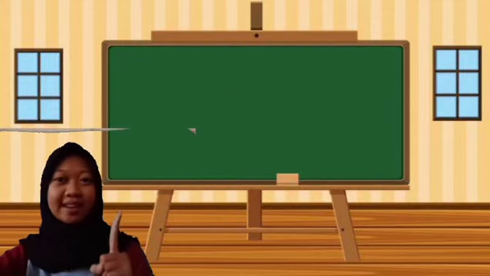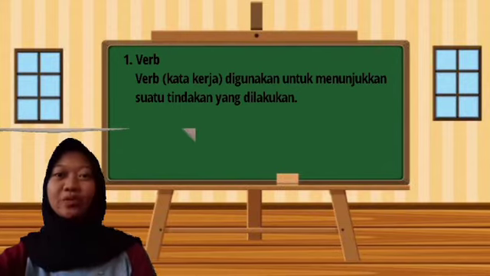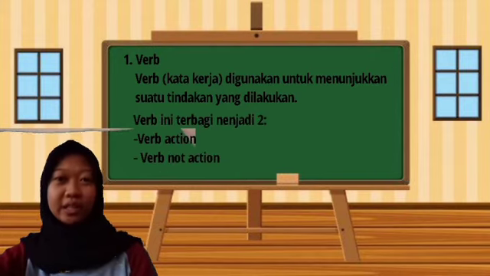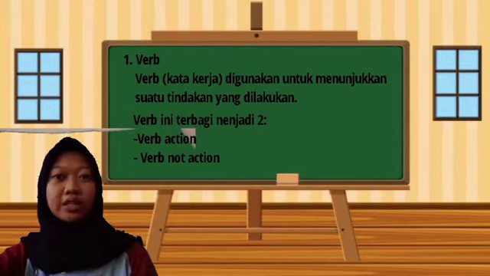The first one is verb. Verbs are words that are used to denote the action taken. This verb is divided into 2. The first one, action verb, which means that the verb requires activity or action. For example, I will run, jump, and skip down the track. Then the second, not action verb, which means a verb that does not require activity. Example, such as remembering.